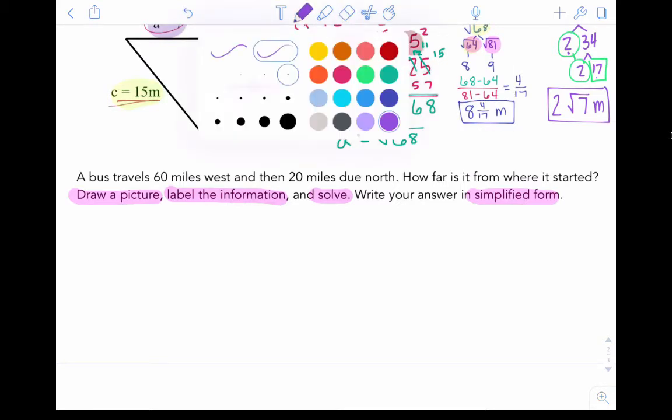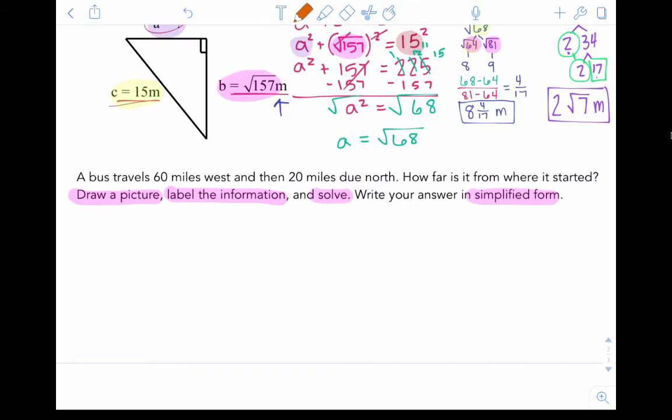So the first thing you need to do is draw a picture. First of all, let me think what my directions are. I know that north is up and south is down, and then east and west. So if I have a bus that starts right here, and it goes 60 miles west, and then from there, it goes 20 miles north. This question is asking how far is it from where it started? So if it started here and it ended here, we want to know, what is this distance?